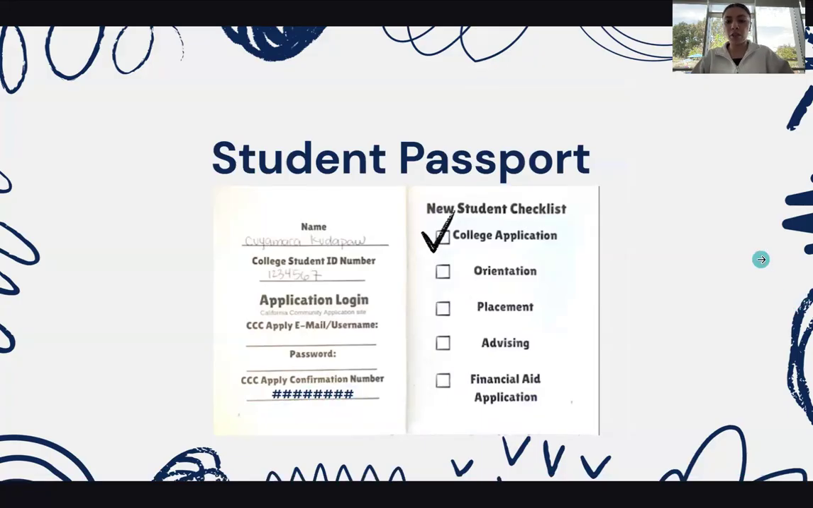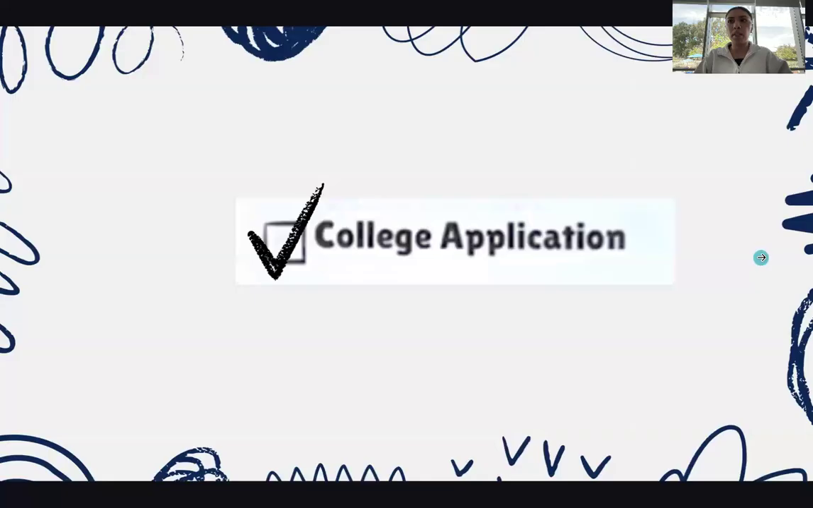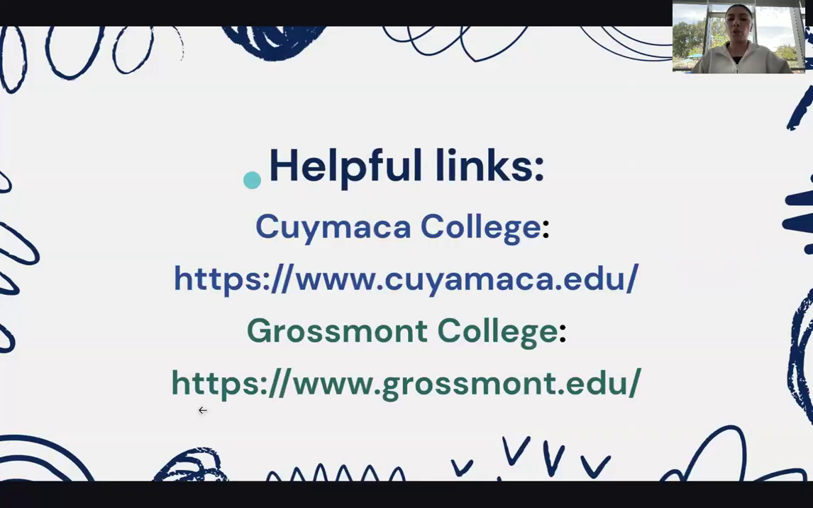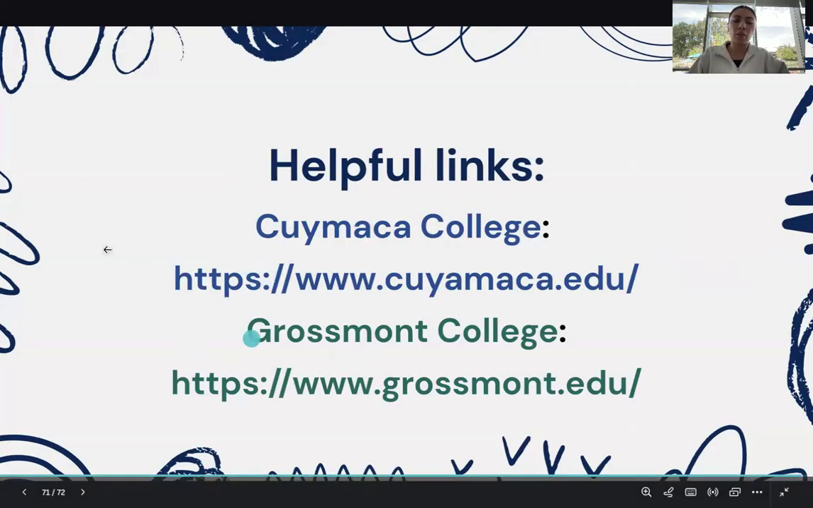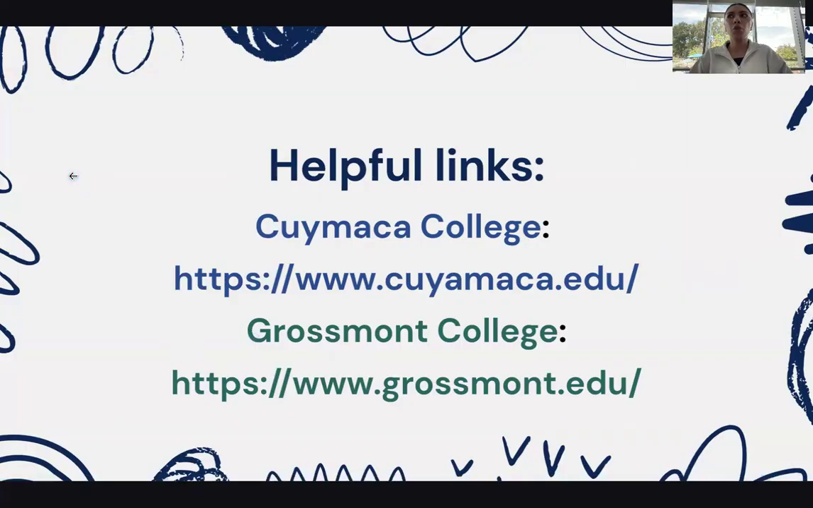So that's really it for the application. What should happen now is, here are some helpful links, the Cuyamaca and the Grossmont College. If you're a new student applying for the first time, you should receive a welcome email from either Grossmont or Cuyamaca. At the very top, it should say, welcome to Grossmont or Cuyamaca. Here's your student email and your student ID. Please don't delete that email. Keep that email, and it's going to help you for the next part, which is the orientation part, where you're going to access the student portal.